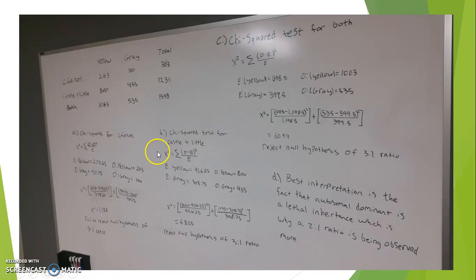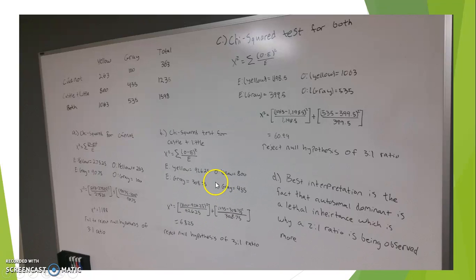Then for Castle and Little, I did the same thing: I multiplied 0.75 times 12.35, and I got this for the expected yellow color. Then I took 0.25 times 12.35, and I got 308.75. And then I did the chi-squared value.